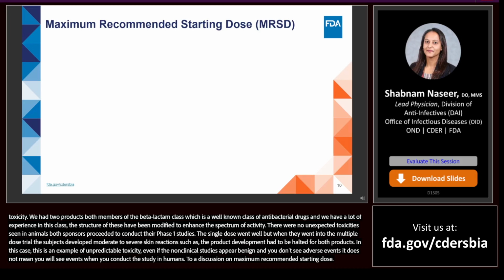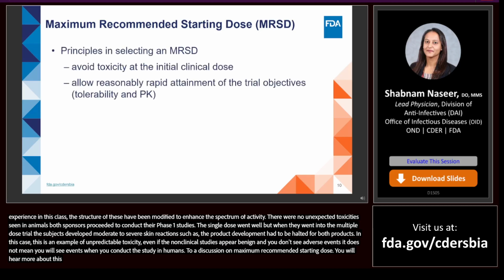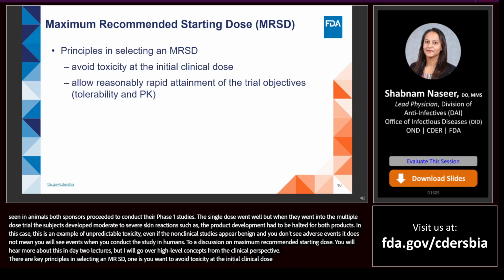Now to a discussion on maximum recommended starting dose. And you will be hearing more about this in day 2 lectures, but I'll just go over some high-level concepts from the clinical perspective. So there are some key principles in selecting an MRSD. One is that you want to avoid toxicity at the initial clinical dose, but at the same time you want to allow reasonably rapid attainment of the trial objectives, and these are usually tolerability and PK, so that you're not so low that it'll take you forever to get where you need to be, where the target dose was.